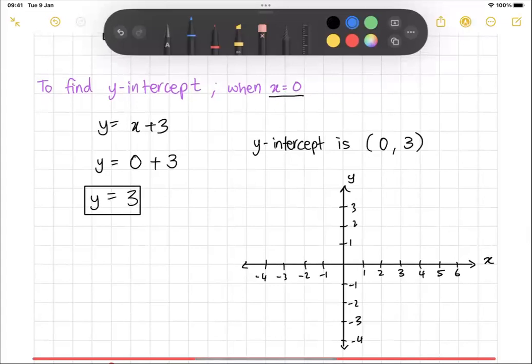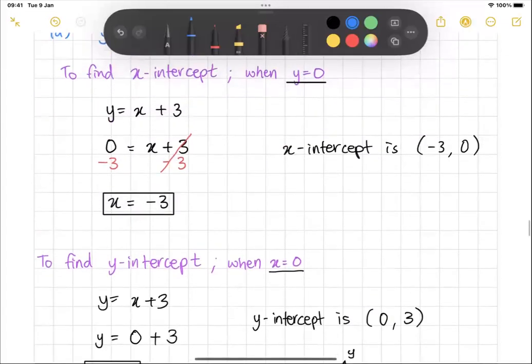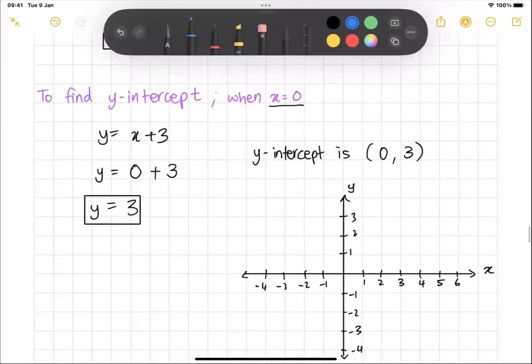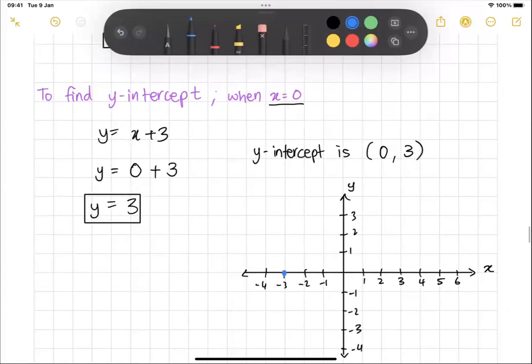Okay, I've got my Cartesian plane. I'm now going to plot it. My x-intercept is (-3, 0). So I'll start on my x-axis. My x-intercept was -3, so I'll move here. So this will be my x-intercept, right? Because my y is still 0. I'm just moving across to -3. My y-intercept is (0, 3). My x needs to be 0, so starting from here and going up 3. So that's my y-intercept right there.